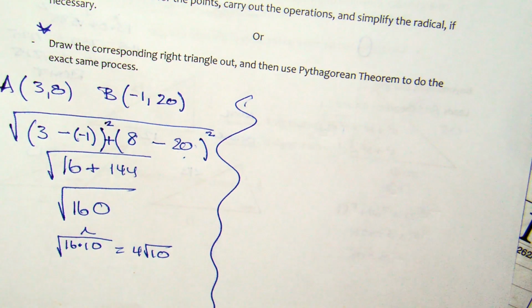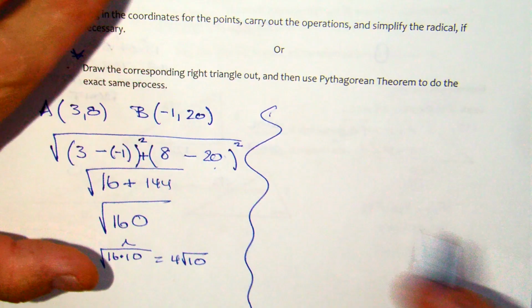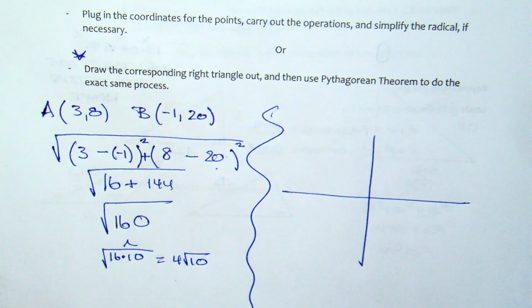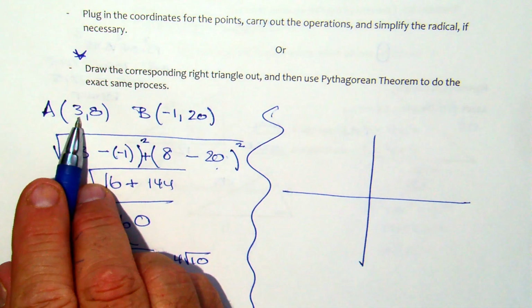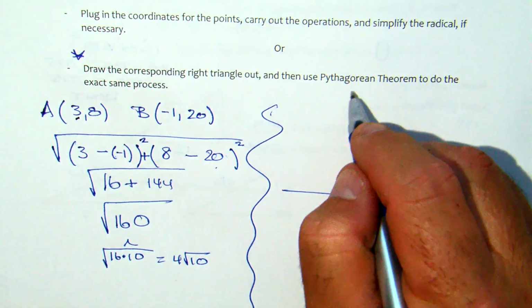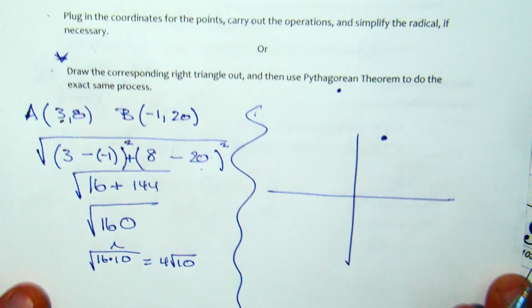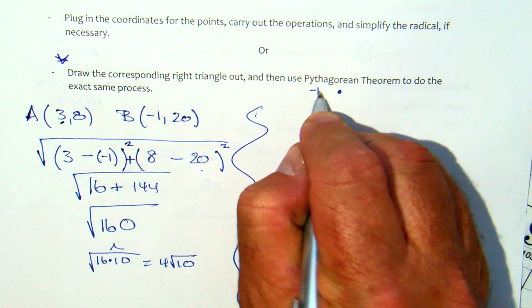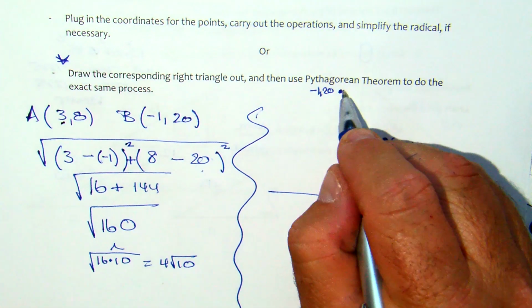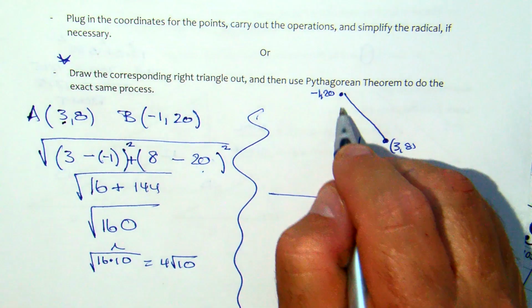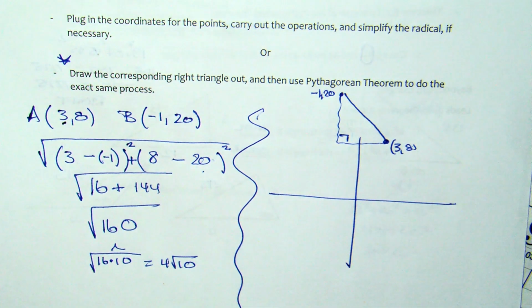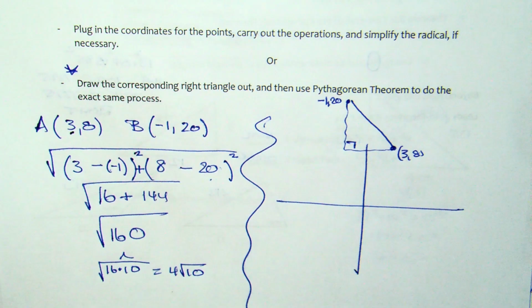Now, if you want to, like we said, we can draw the right triangle out and plot the points. So again, A was at (3, 8). So that's up here. B's at (negative 1, 20), so that might be up there. It doesn't have to be drawn perfectly, but it's enough to give us the guidance. So we're trying to find that distance right there. So this is what we mean by turning it into a right triangle. Kind of like we did with midpoint and working backwards.